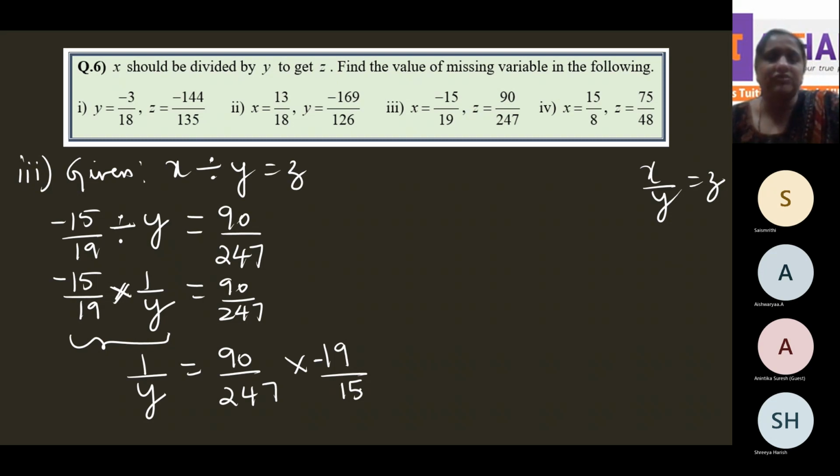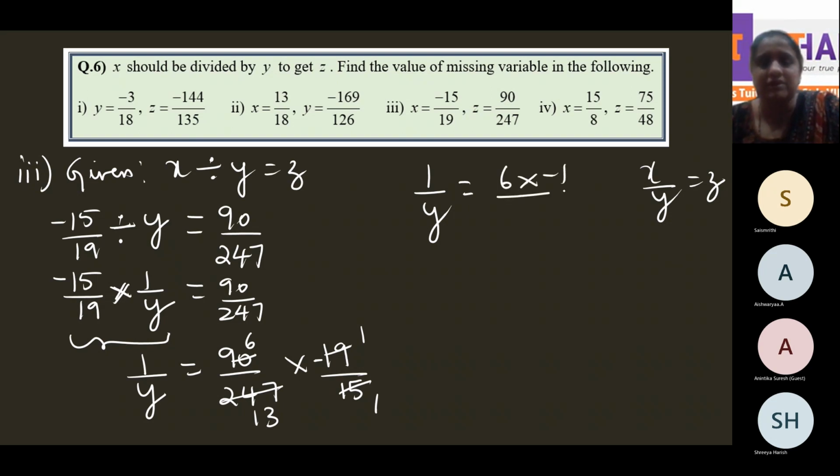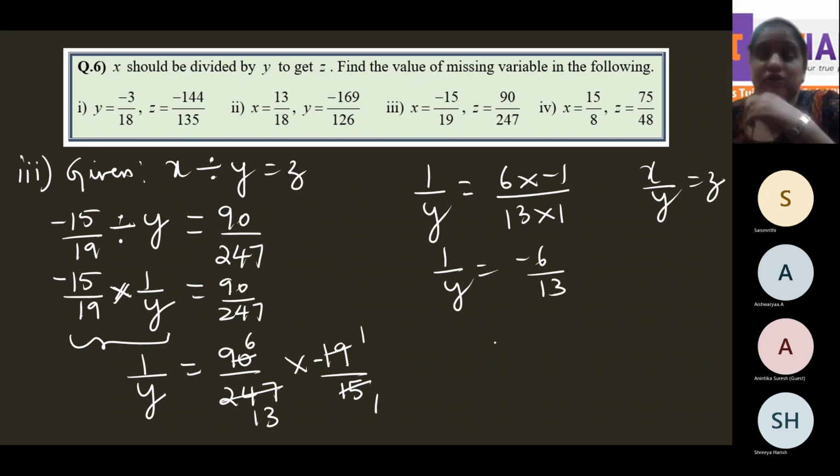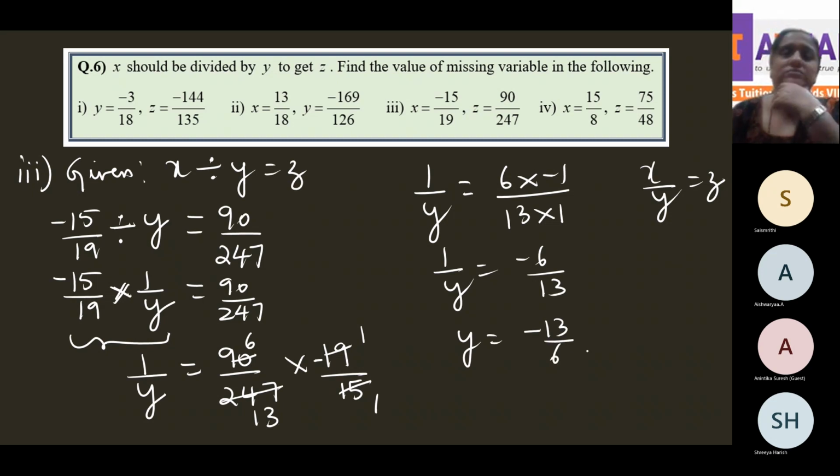Now we'll have to simplify. So 15 ones are 15, 15 sixes are 90. And then 19 ones are 19, 19 thirteens are 247. So we have 1 by y is equal to, in the numerator you have 6 into minus 1, by, in the denominator, 13 and 1. So you'll have to multiply the numerators, multiply the denominators. So 1 by y is equal to minus 6 by 13. But we need to find the value of y. So taking reciprocals on both the sides, y is equal to minus 13 by 6.